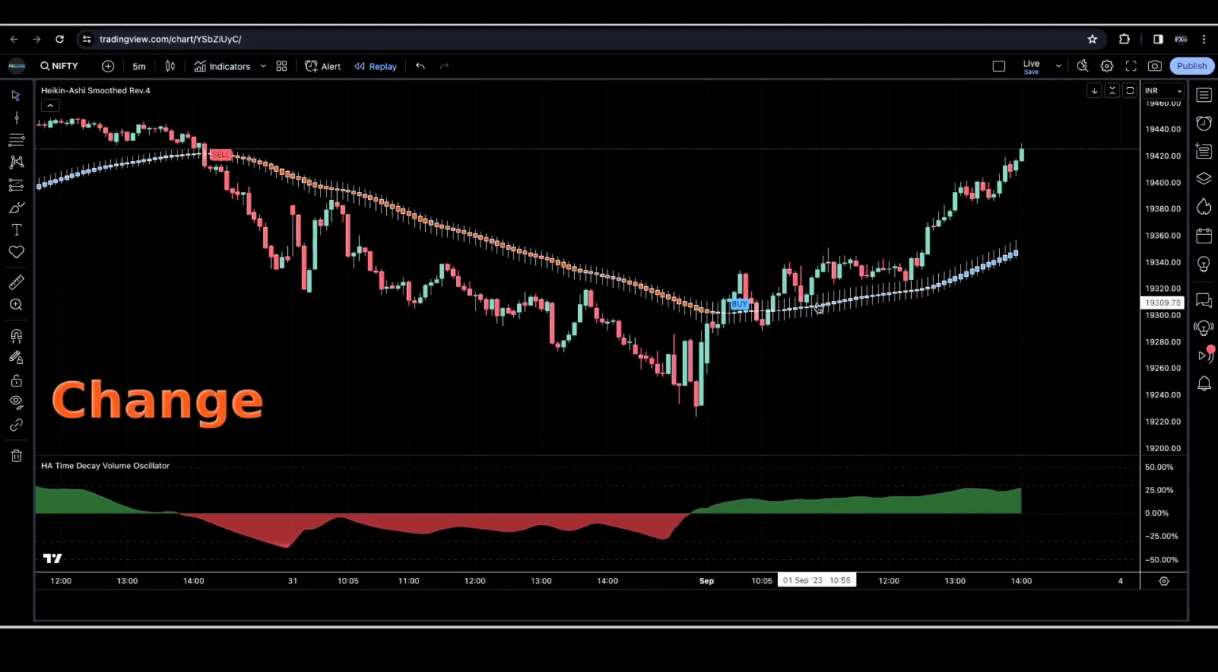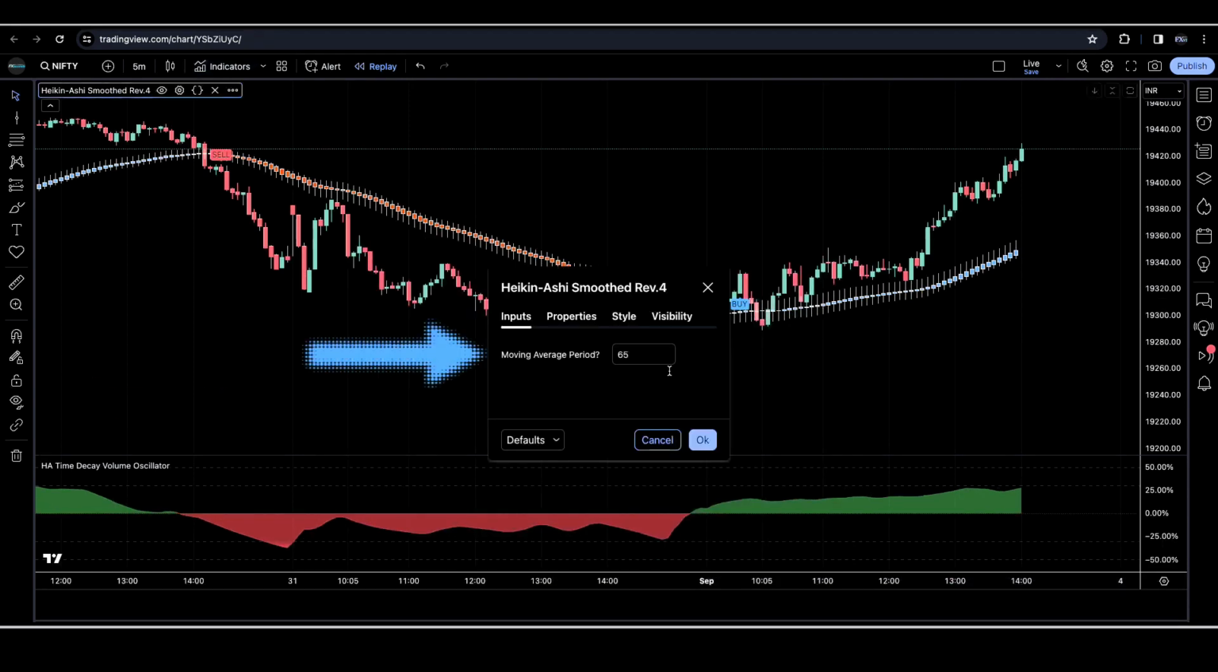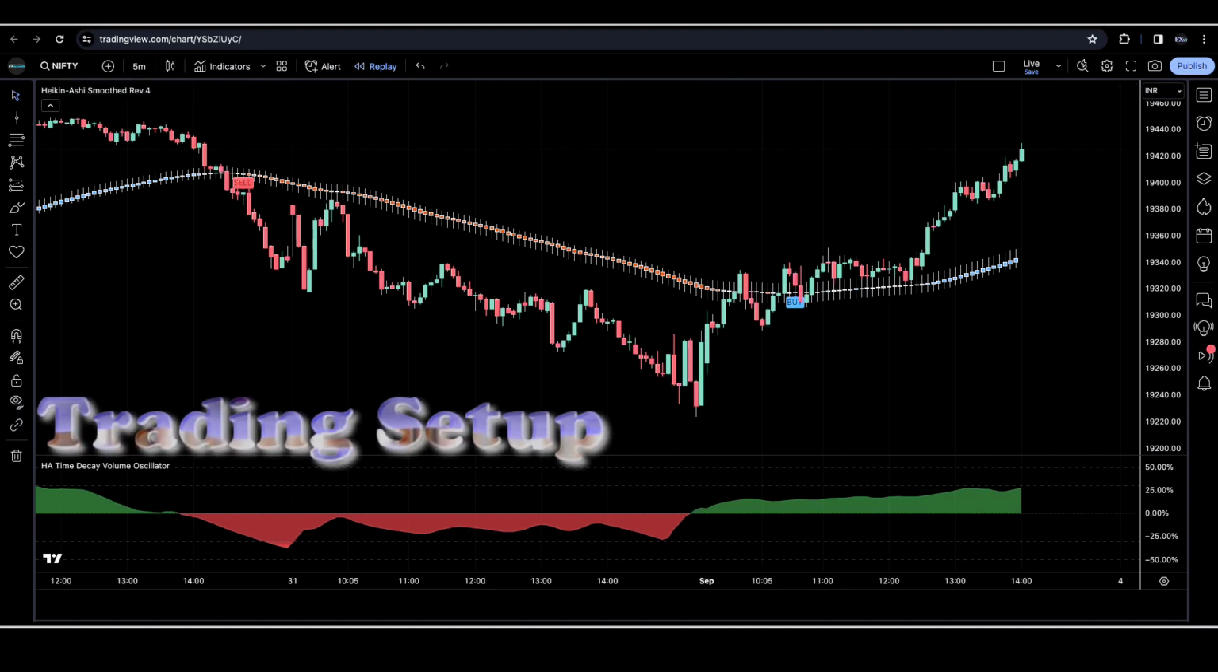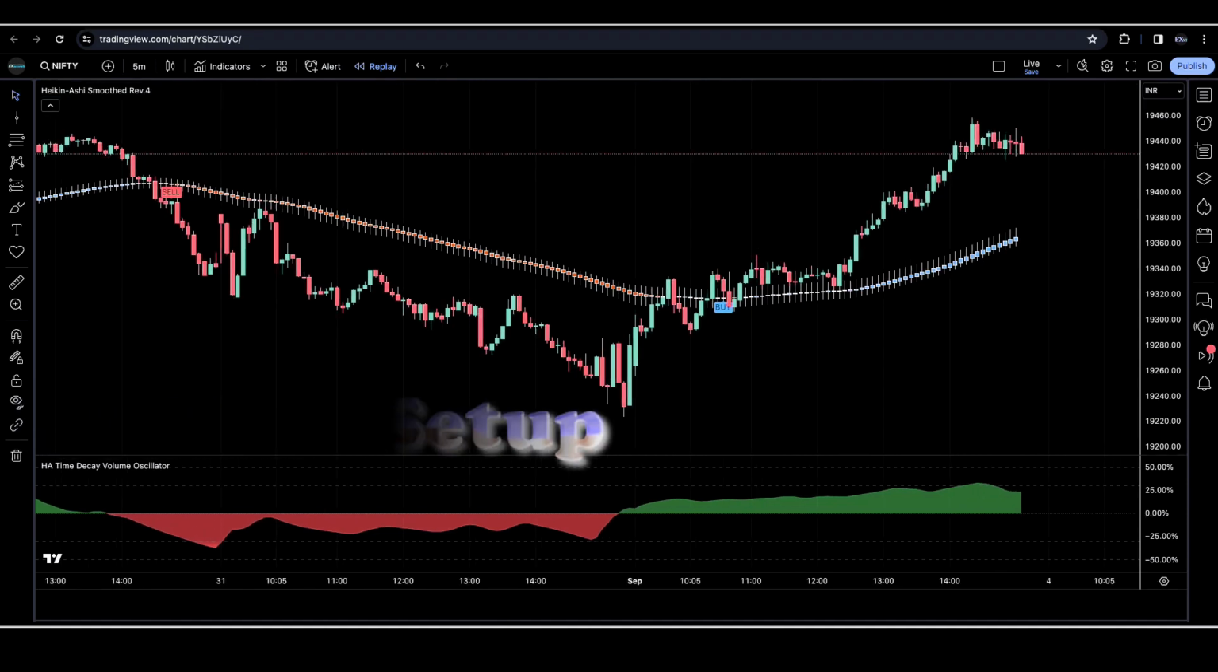Let's change the settings of the indicator. We have to replace the moving average period 65 instead of 100. Now our trading setup is completely ready for trading.